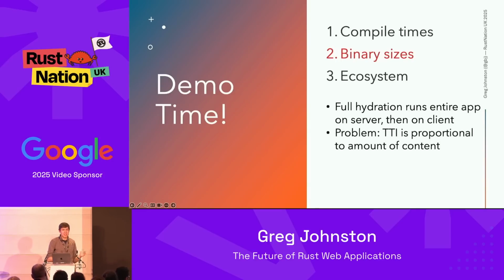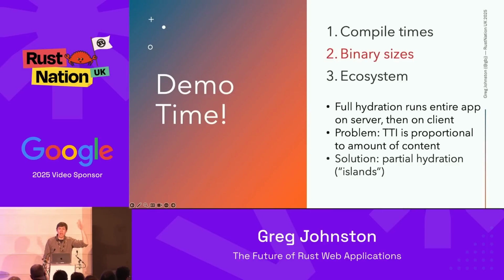The problem is that your time to interactive then becomes proportional to the amount of content on the page. So just adding more content on the page, even if none of it is interactive, makes it slower to load and slower to begin to interact with. So one solution to this is instead of doing full hydration, where you hydrate the full page, to do something called partial hydration, which is sometimes called islands.